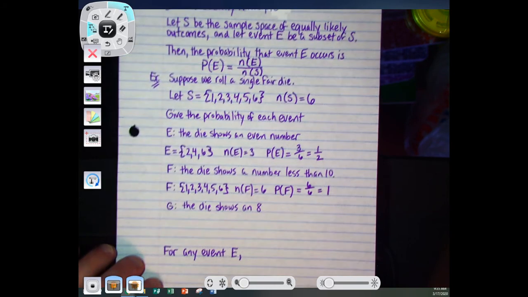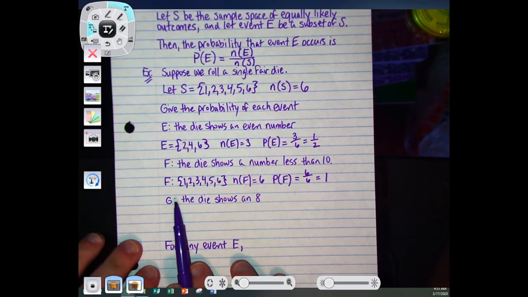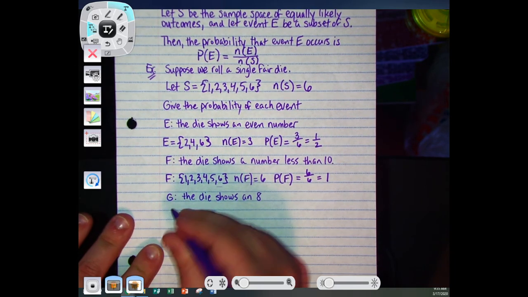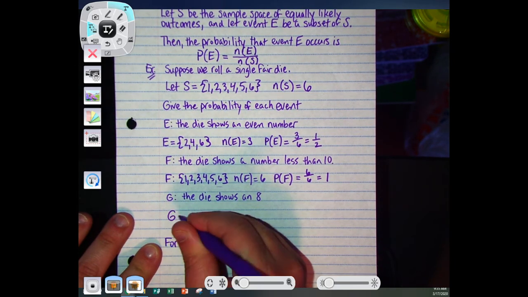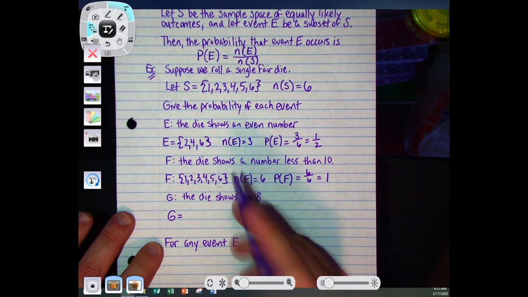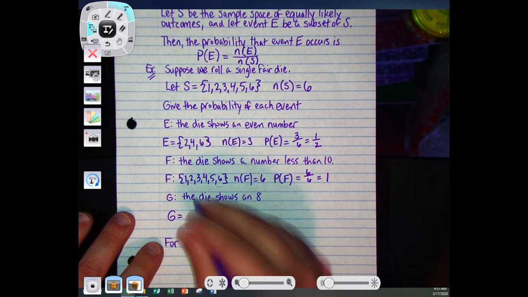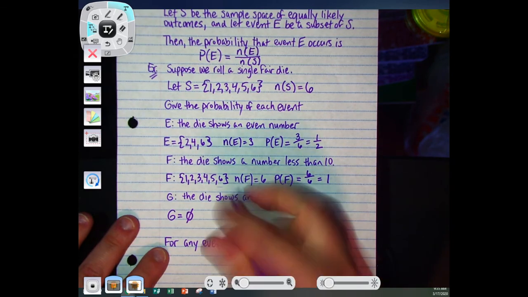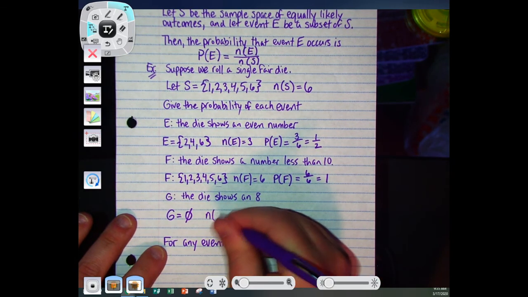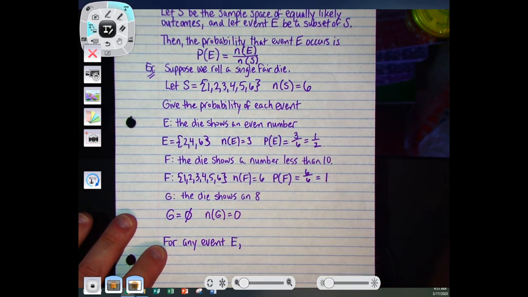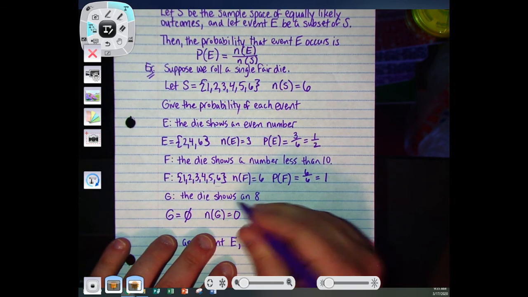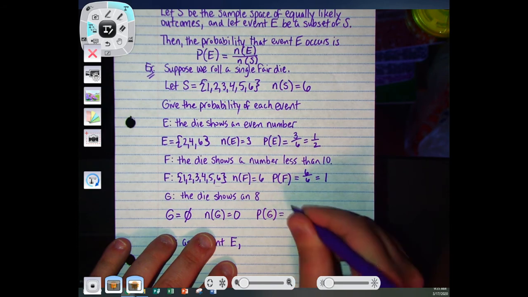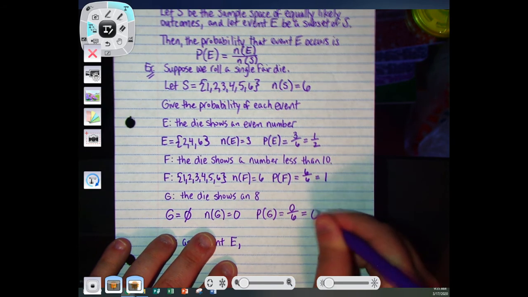Okay. Now, for G, the die shows an 8. Well, in this case, there's no 8 on a die. So G represents the empty set. So therefore, N of G would be equal to 0. So the probability of G occurring would be 0 over 6, which is equal to 0.